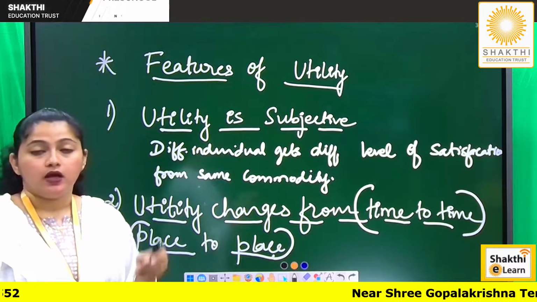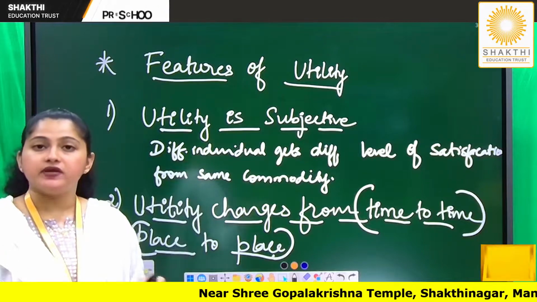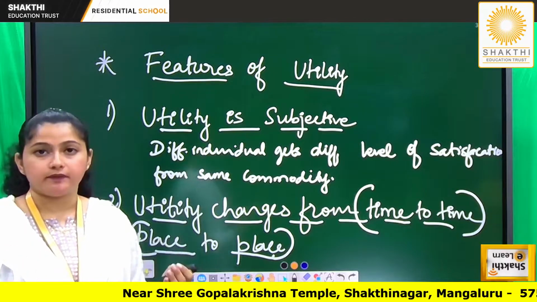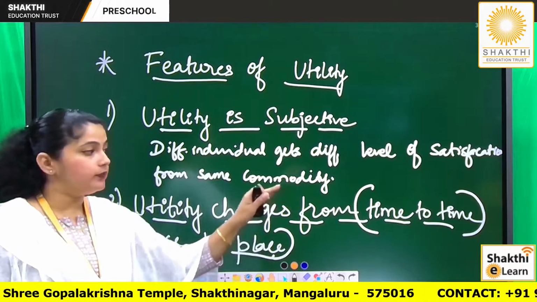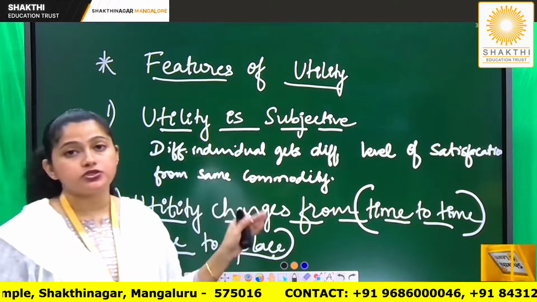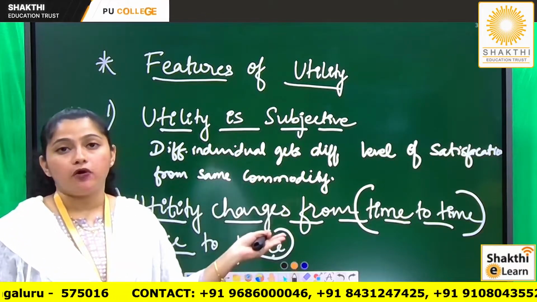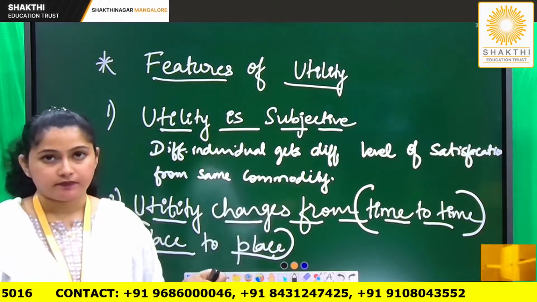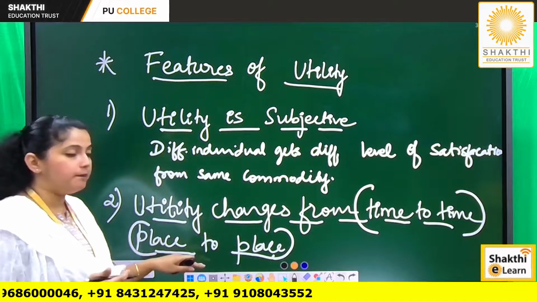That means the want is the same, to cover yourself, even in the summer season, even in the rainy season. But the utility will change from time to time. In the rainy season, the utility or the want of the umbrella is greater, whereas the want of the umbrella is lower in the summer season. That is something called time to time, and utility changes from place to place.